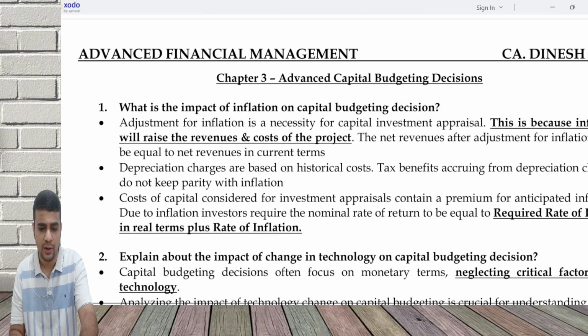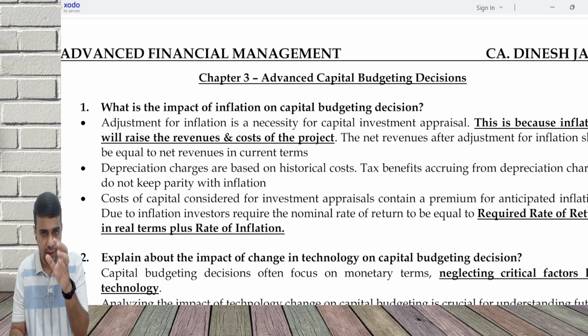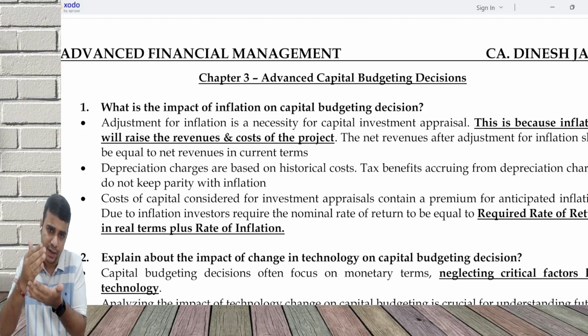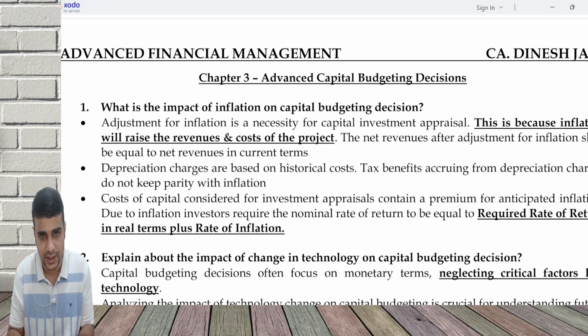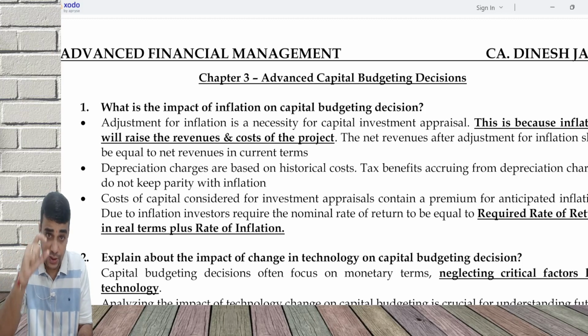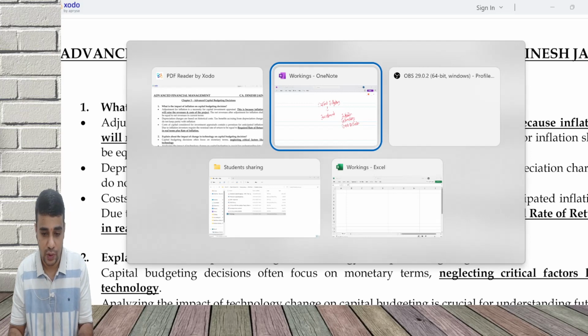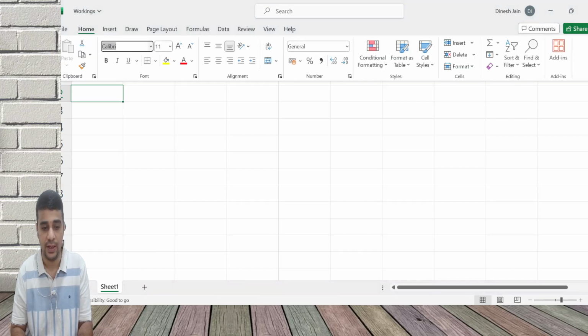What is the impact of inflation on capital budgeting decision? Now, the term inflation basically means the rise in prices. So, when there is a rise in prices happening, when there is a rise in rates in the practical world, it has an impact on both revenues as well as cost. The revenues are the cash flows of a company. Whatever cash flows a company is generating, it can be disclosed in two forms.